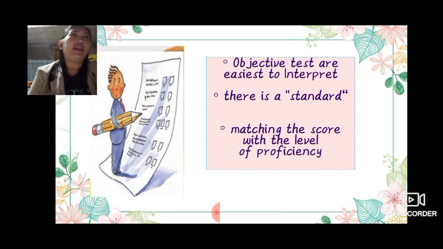Okay, so let's continue to the rubrics. Rubrics are presented in performance tasks. So this is the example.